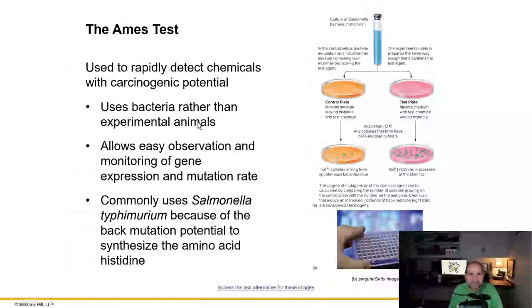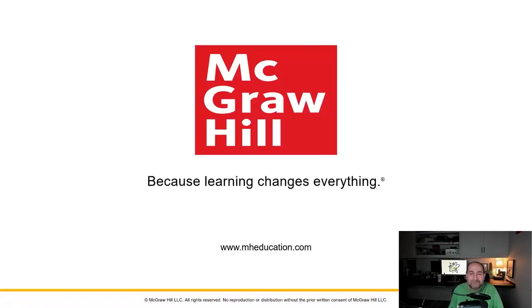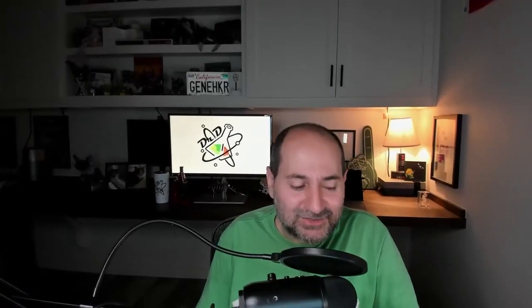I hope this made sense. The Ames test is really neat, so if you've ever wondered, how do scientists figure out if a chemical is a carcinogen or mutagen or not? Well, this is one very important way. And with that, that leads to the end of chapter 6.